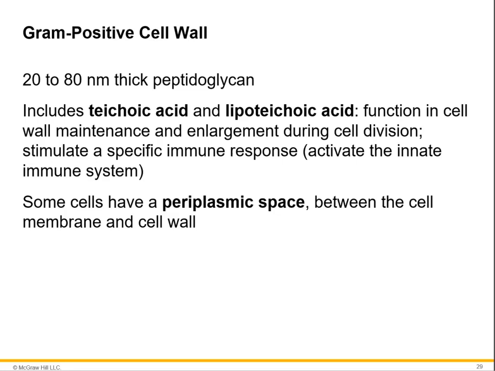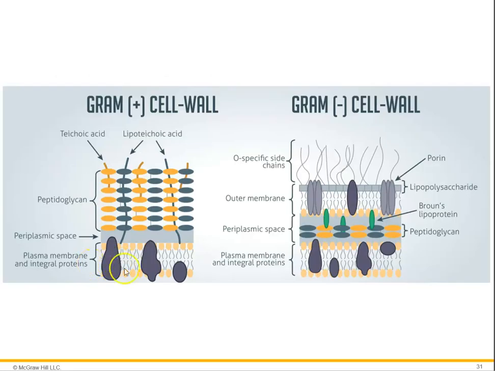Some cells are going to have a periplasmic space, and that's going to be between the cell membrane and the cell wall. So here you can see the gram-positive organism. We have the plasma membrane or the cell membrane, the periplasmic space between the cell membrane and the cell wall here, which is composed of peptidoglycan. You can see teichoic acid and lipoteichoic acid are embedded in the peptidoglycan.